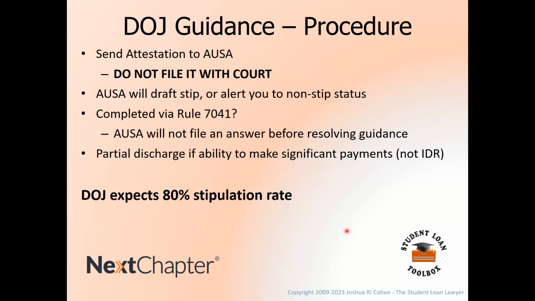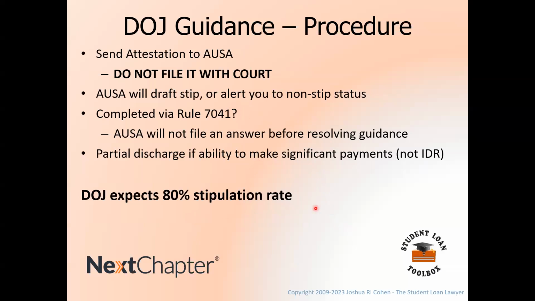Okay, so you're going to fill out the attestation. You're going to give it to your AUSA. This is not anything you file with the court. If they agree to stipulation, the AUSA will do it. It's going to be dismissed via a Rule 7041. They do have the ability to partial discharge if your circuit allows it. DOJ wants an 80% stipulation rate.